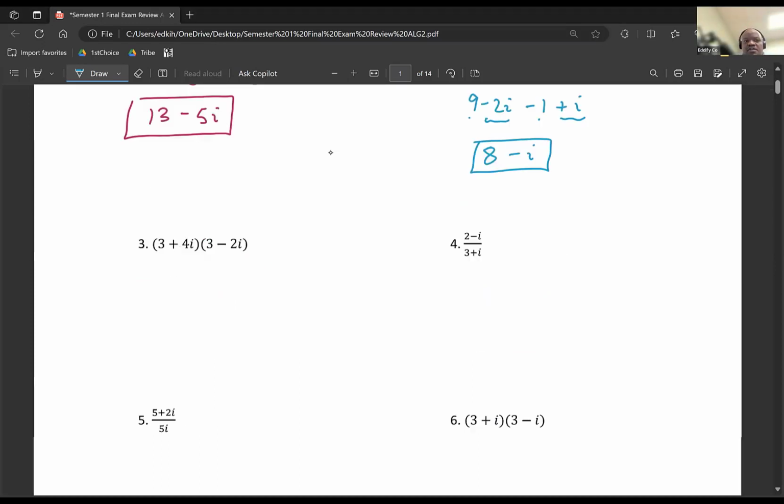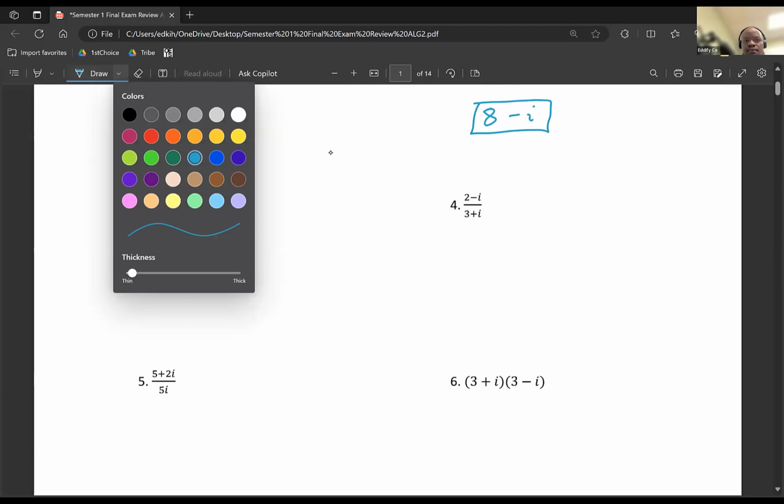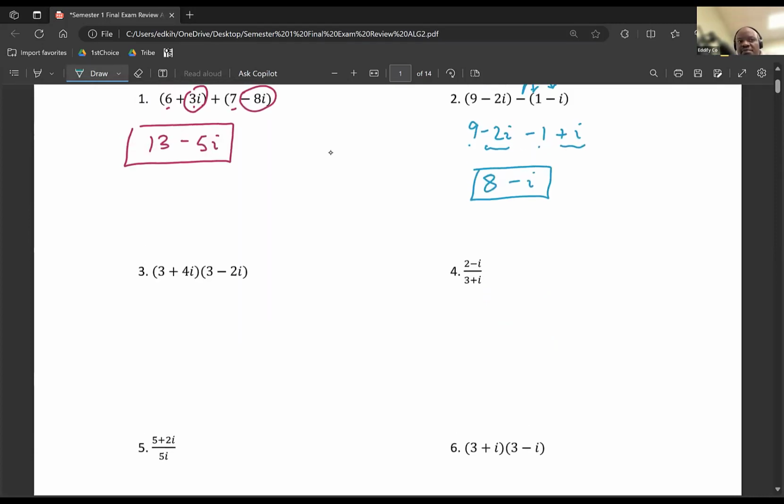Okay, let's move on to the third one. All right, this time we are multiplying these. So remember how to FOIL? You take the first digit and you multiply both of those by it. And once you do that, we'll take the second digit and repeat that process. And lastly, we'll combine like terms. So 3 times 3 becomes a 9. 3 times negative 2i becomes a negative 6i. 4i times 3 becomes a 12i. 4i times negative 2i becomes a negative 8i squared.